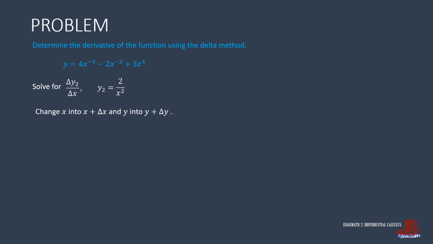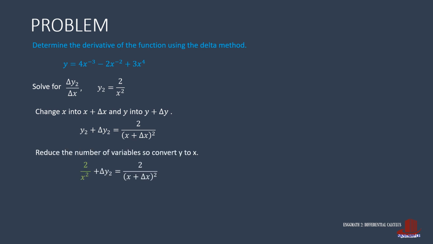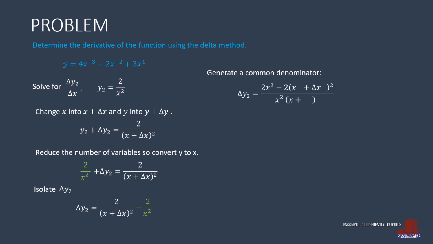Do the same process all over, starting with incorporating the deltas into the variables, making y plus delta y as 2 all over the square of x plus delta x. Change y into 2 over x squared. Then, isolate delta y by transposing all other terms to the opposite side. With two separate fractions, look for a common denominator in order to proceed with the operations. The common denominator is x squared times the square of x plus delta x. This makes the numerator 2x squared minus twice of the square of x plus delta x.